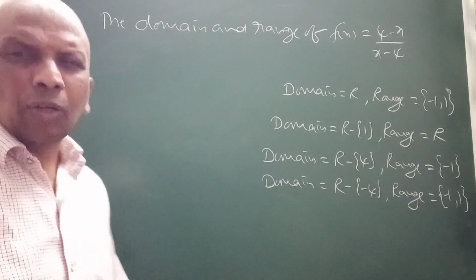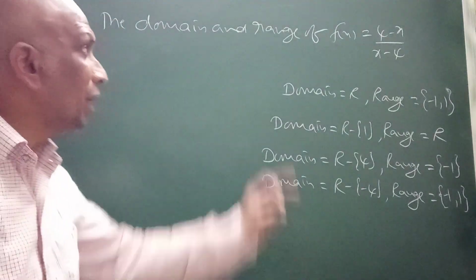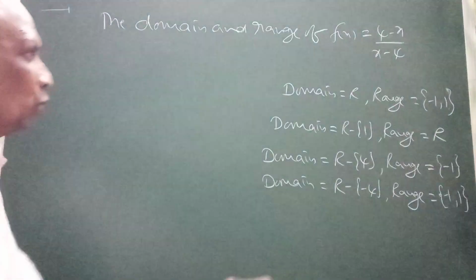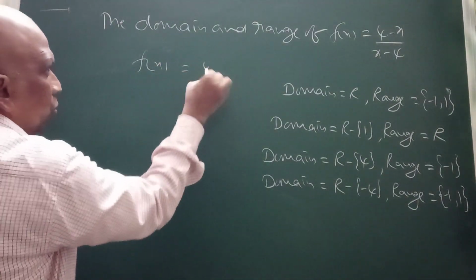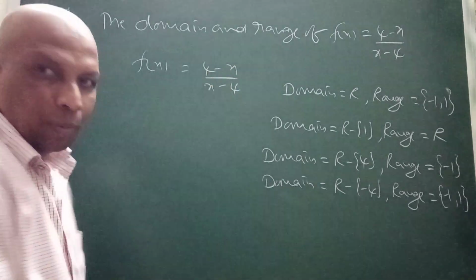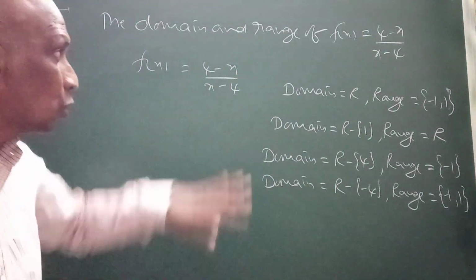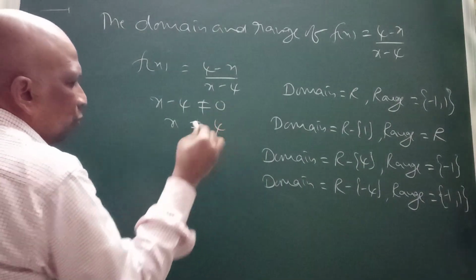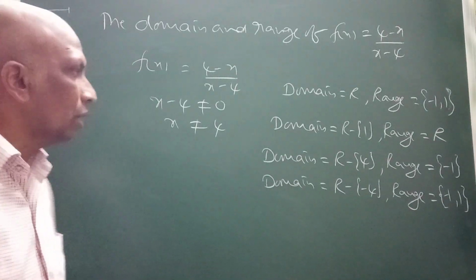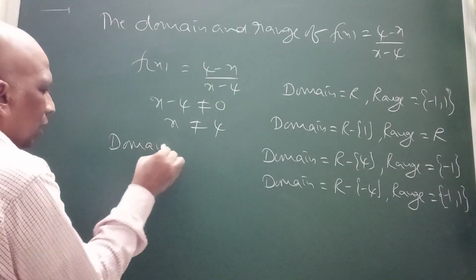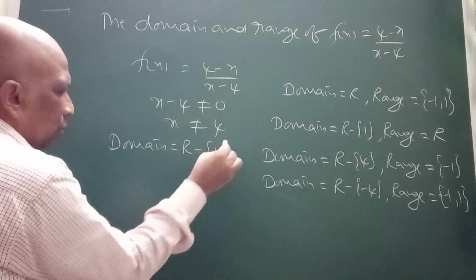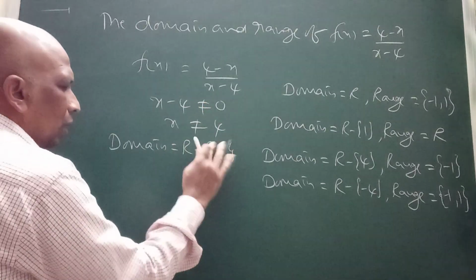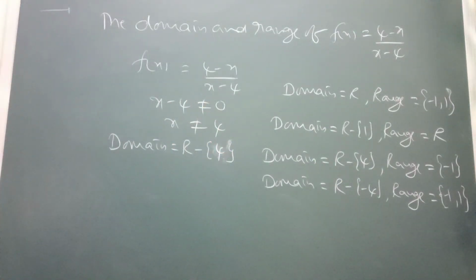You can see here they are asking domain and range of this function, f of x equal to (4 minus x) by (x minus 4). When they are talking about domain, to define this function the denominator should not be equal to 0, so x minus 4 should not be equal to 0, x not equal to 4. Except 4, I can take any number, so the domain is all real numbers except 4, or R minus singleton 4.